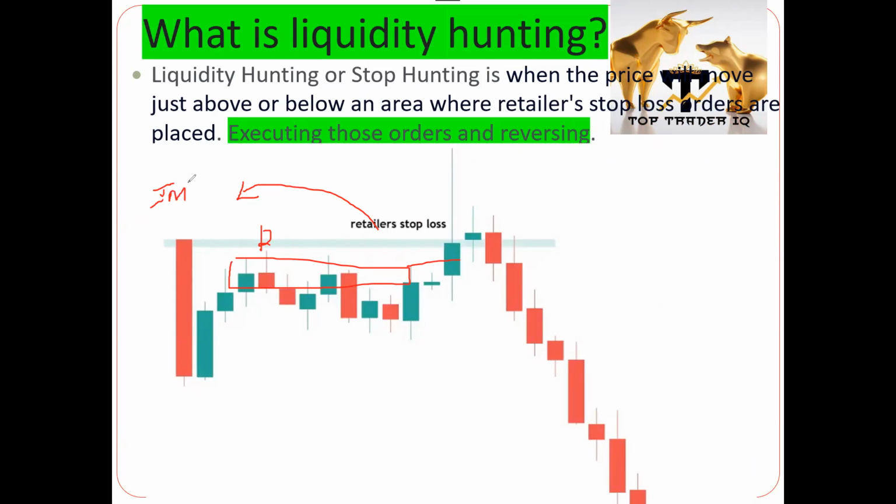For that imbalance area, you wait for an order block level to grab it. Then you can make a put option entry. You will get a pin bar like this, or an engulfing like this. Then you can sell here, place a stop loss above this, and make an entry here. You can get a good profit this way. This is what we call liquidity hunting.